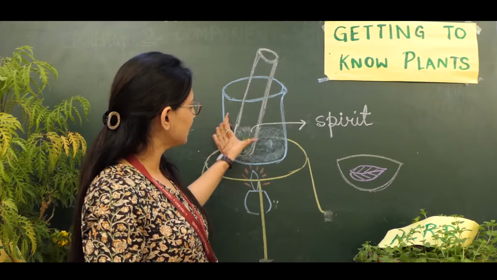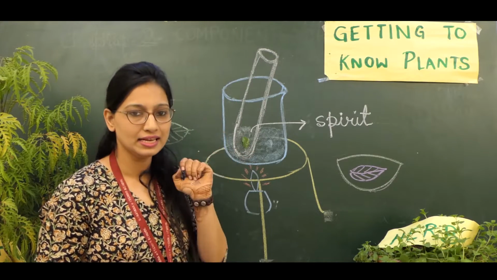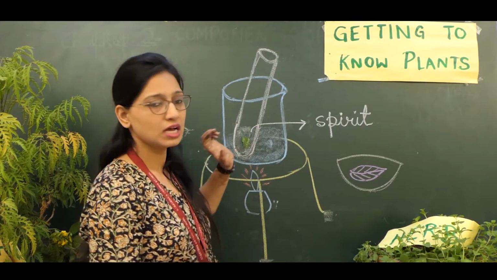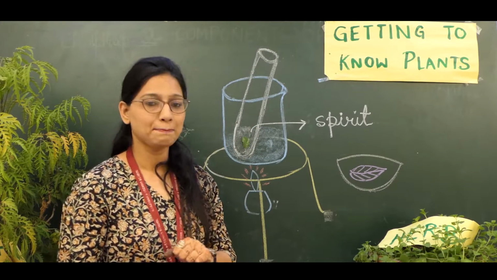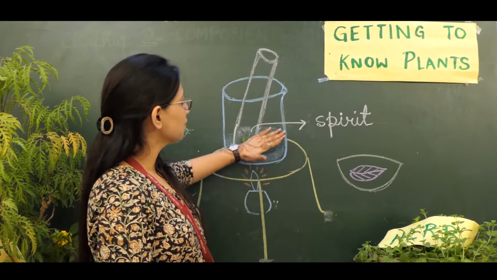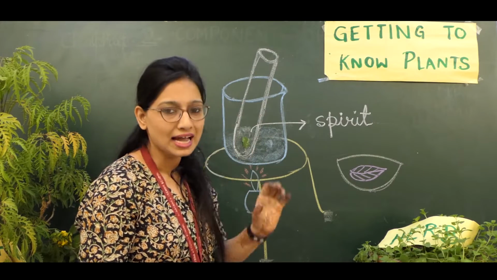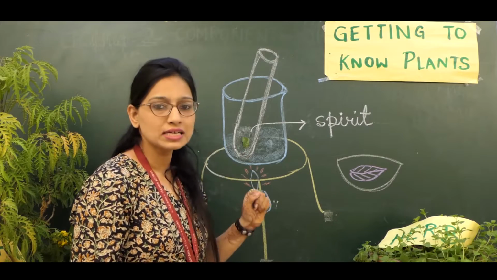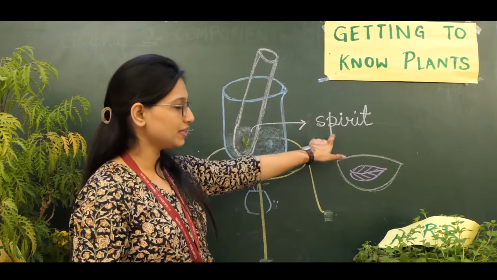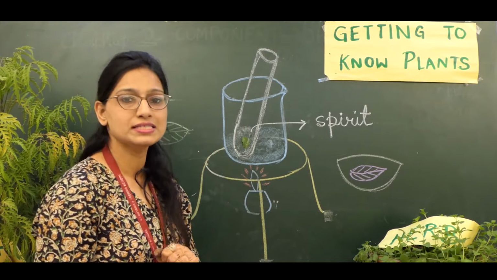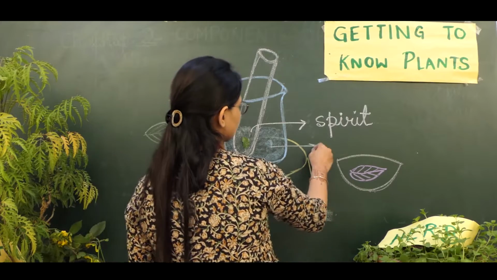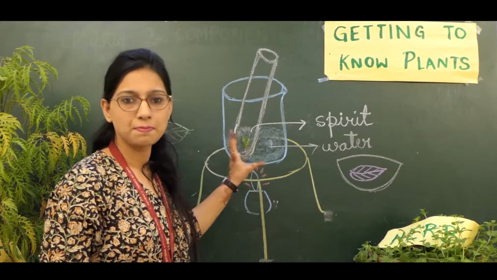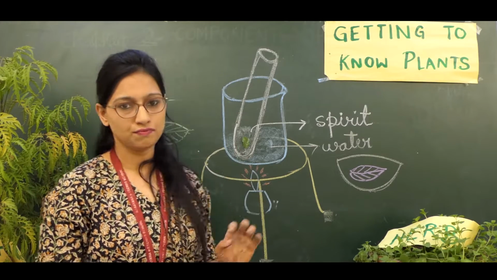This spirit filled test tube which has the green leaf, you have to dip it in a beaker which has water. Alright, I'll repeat that. There is a beaker which has water. Inside that beaker you are going to immerse a test tube. This test tube is filled with spirit and there is a green leaf inside this test tube. So this is water in the beaker, and now this setup will be heated by a flame.